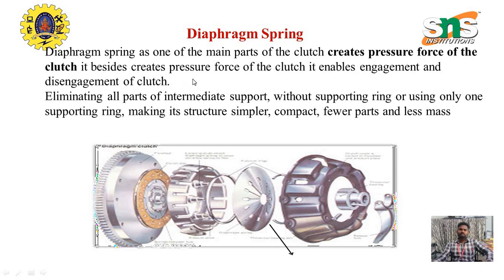It enables engagement and disengagement of the clutch, so that we can transmit the power from the engine to the transmission system while applying and releasing the clutch. It eliminates all the intermediate support parts, leaving only the supporting ring, making its structure very simple, compact and with fewer parts, and it has much less mass when compared to the coil spring.